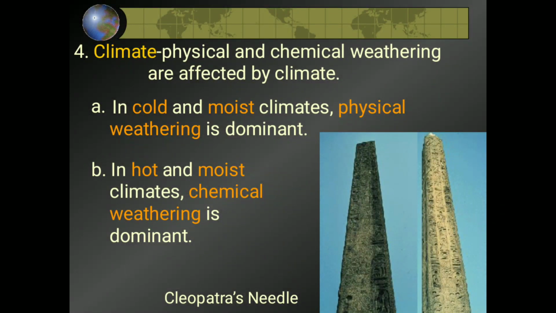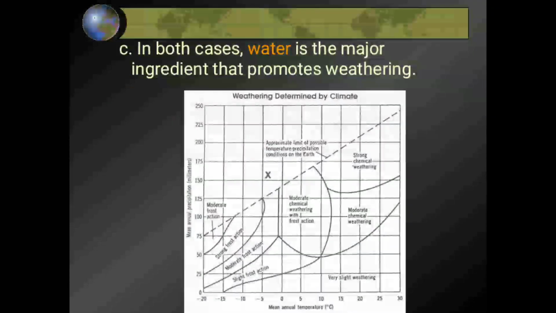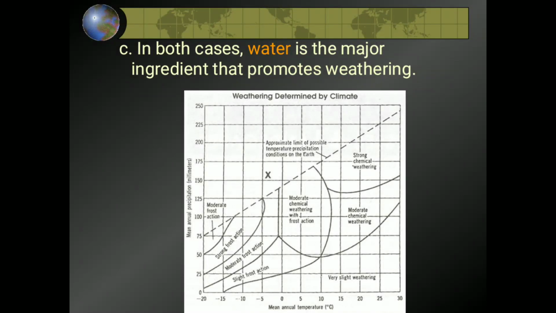Climate: physical and chemical weathering are affected by climate. In a cold and moist climate, physical weathering is dominant. In a hot and moist climate, chemical weathering is dominant. In both cases, water is the major ingredient that promotes weathering.